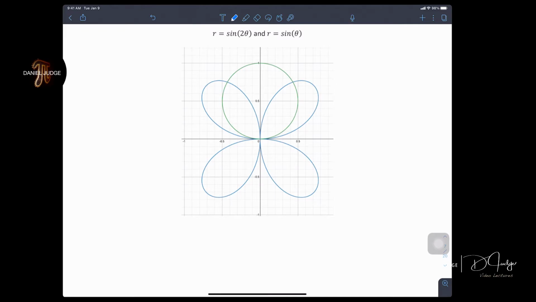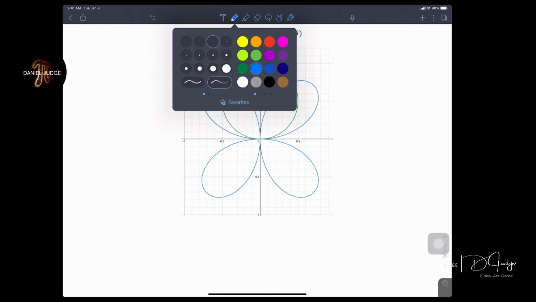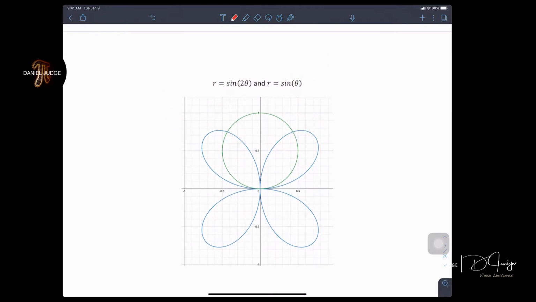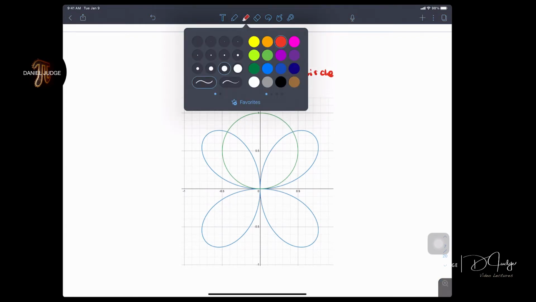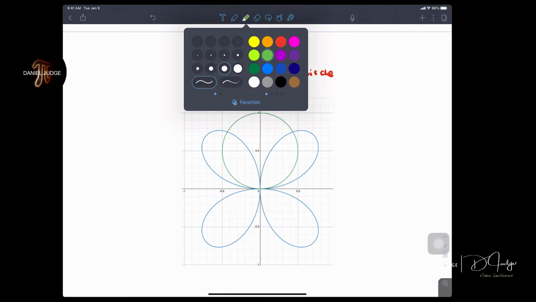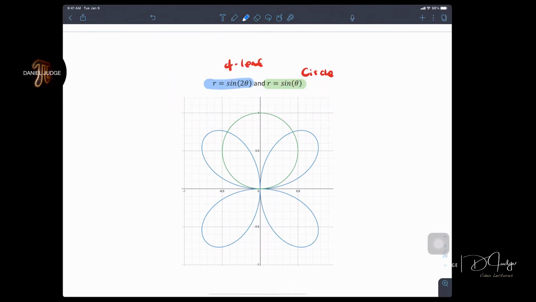Now, here, there's a typo. There shouldn't be 3 curves here. Or should they? They might not. No, I think there might not be a typo. This is a 4-leaf rose. I can tell this blue shape here, since we have an even number, is 4-leaf. And this is a circle in green. So let's color coordinate that. This is the green curve, which is a circle. There's no error. And there's the blue curve.